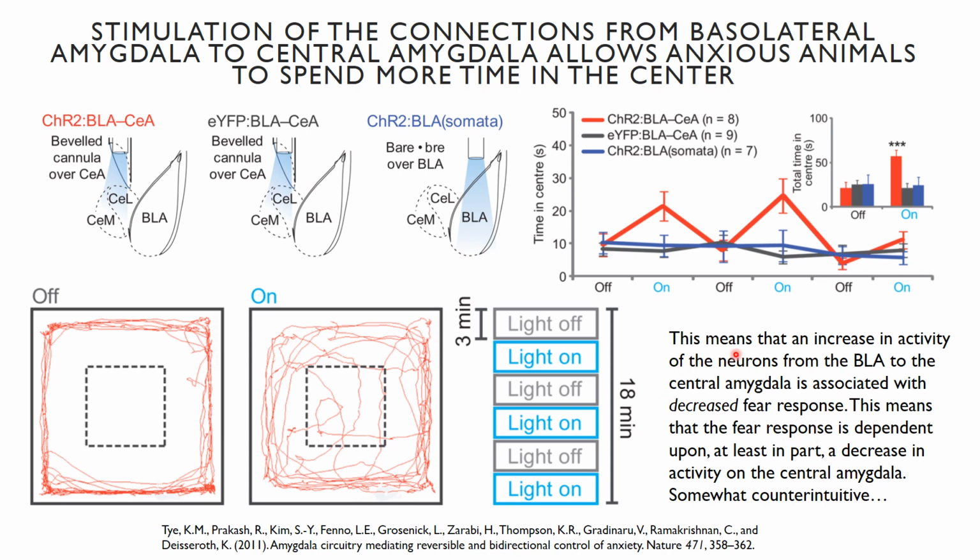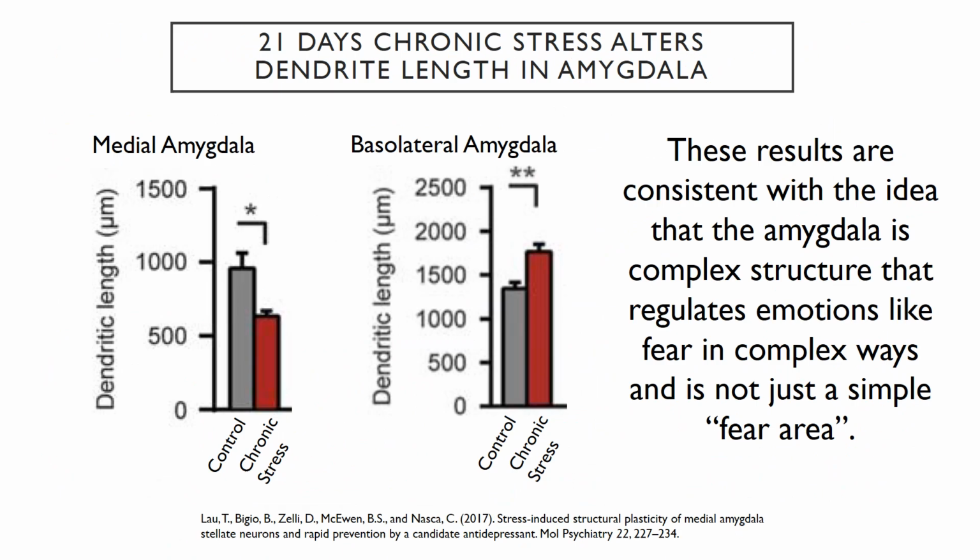And so this is also correlated to some of the changes that we see in amygdala over stress. That's shown here. In this experiment, they exposed mice to 21 days of chronic stress. And this led to a change in the dendrite length in the amygdala.